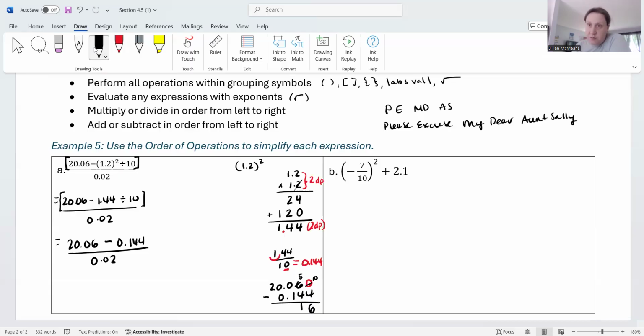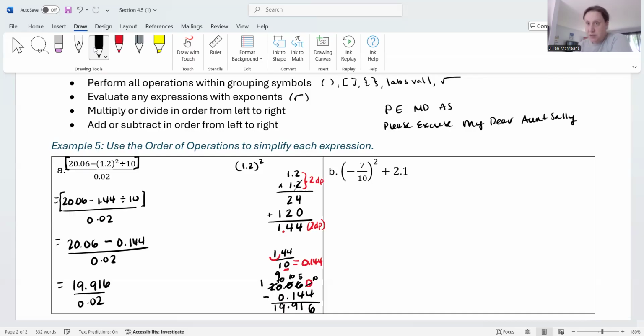Unfortunately, I can't take 1 from 0, and I can't borrow from 0, so I go to the 2. 2 becomes a 1. The first 0 becomes a 10, and now I can borrow, so the first 0 becomes a 10, then a 9, and that middle 0 becomes a 10. So 10 minus 1 is 9. And then 9 minus 0 is 9, and 1, there's nothing to subtract from it, so I just bring it down. So what we have now is 19.916 divided by 0.02.